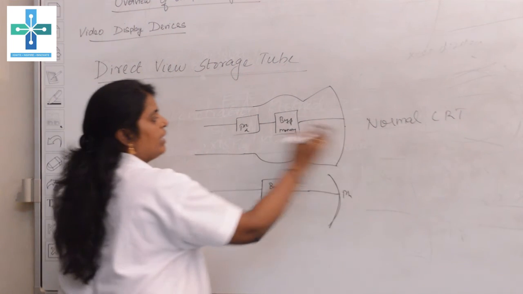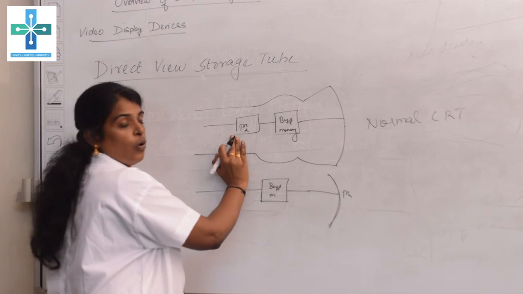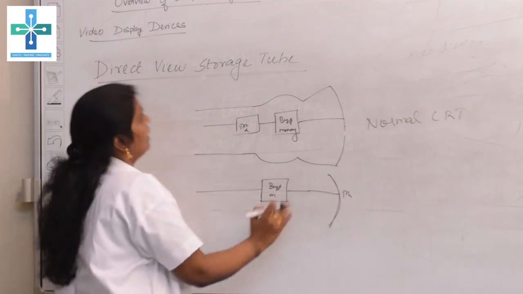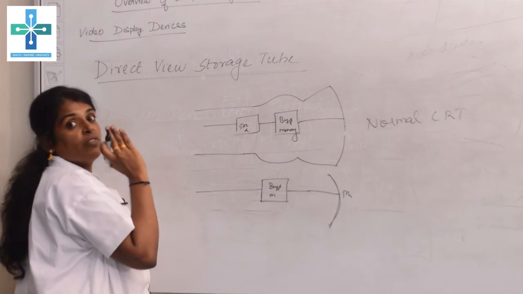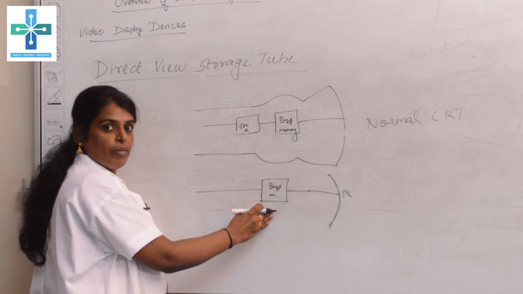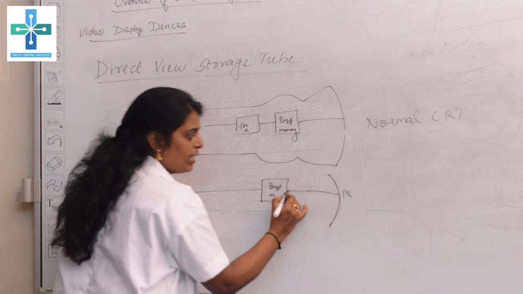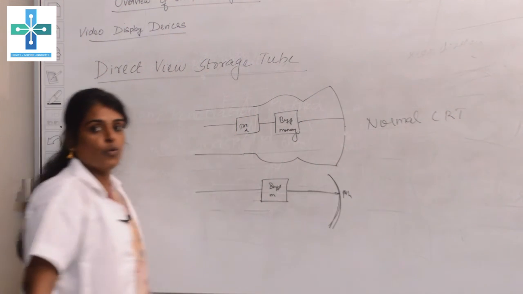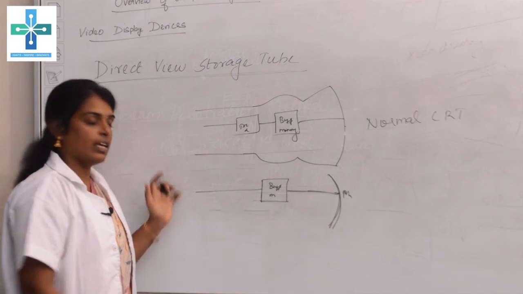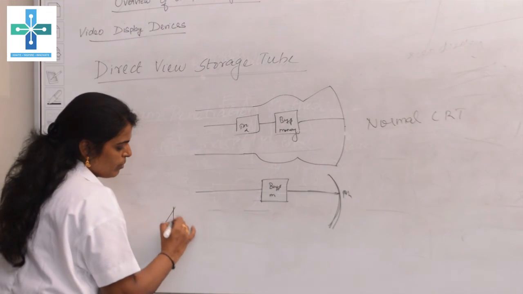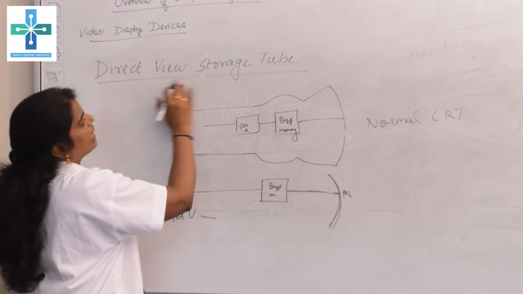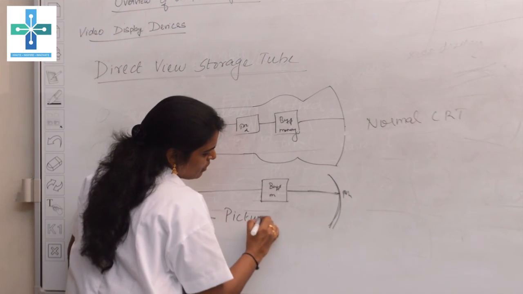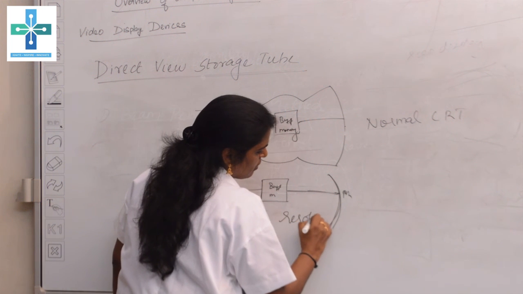In normal CRT, the picture definition has to go to the buffer memory, and from the buffer memory it has to go to the phosphorus. But in direct view, the picture definition will be directly stored inside the buffer memory itself. So from the buffer memory, directly the image will be displayed on the phosphorus. What is the advantage of this? The picture resolution will be very, very high using this direct view storage tube.